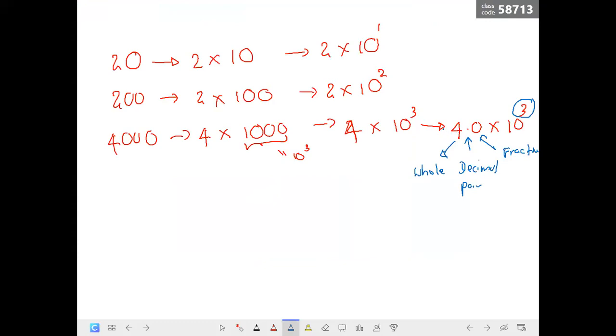Then plus 4 is here, the sign is here, right? If you wish, you can write like this, plus. Then the mantissa is here. Then the exponent is here, right?